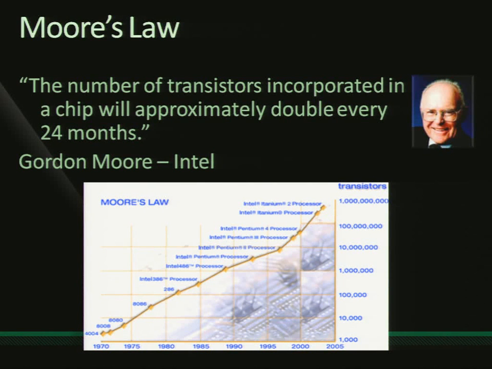The time frames he actually outlined in his 1965 paper were a little iffy. It was somewhere in the 18 to 24 months, and he didn't actually put a solid time on it. But later on, he refined it, I think about a decade later in 1975, to what we know of today as the number of transistors incorporated in a chip will approximately double every 18 to 24 months.